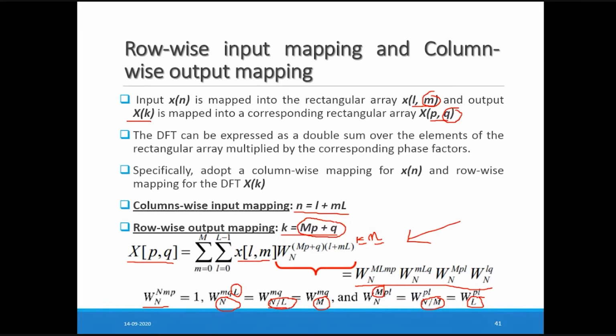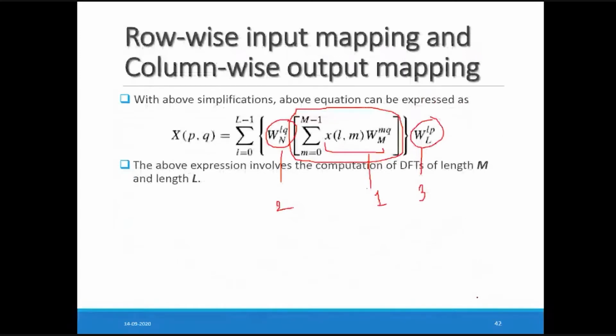Sir, even we can use input as row wise and output as column wise. Yeah, these are the optional things. At present, we are taking this column wise input mapping and row wise output mapping. This is one alternate way, one theory we are discussing. You can take any of that combination.